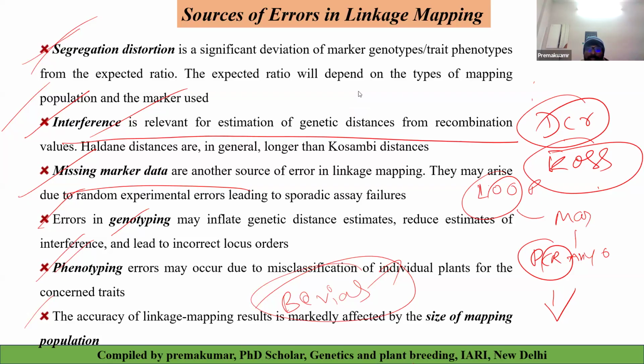But if you have a small population, what will you get? Overestimation of the particular QTL effect or a gene effect. Overestimation. That is only the BVS effect. We will discuss in detail.